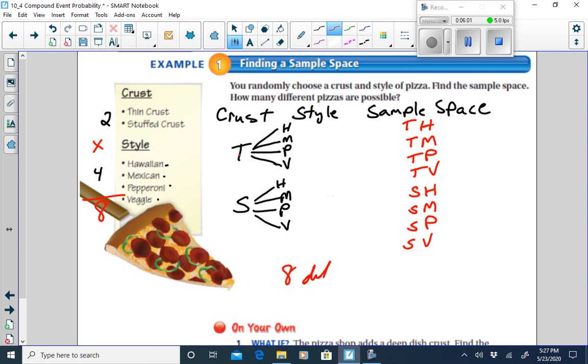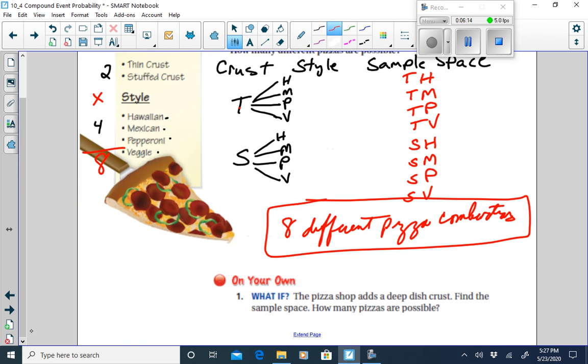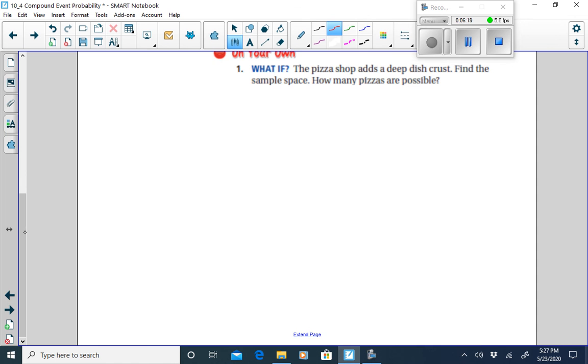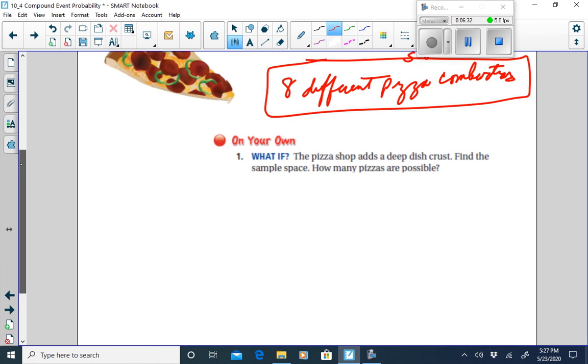8 different pizza combinations. All right. And that's how we use the tree diagram to create the sample space. Okay? Let's try another one. Next problem says, what if the pizza shop adds a deep dish crust? Find the sample space. How many possible outcomes, or how many pizzas are there possible?